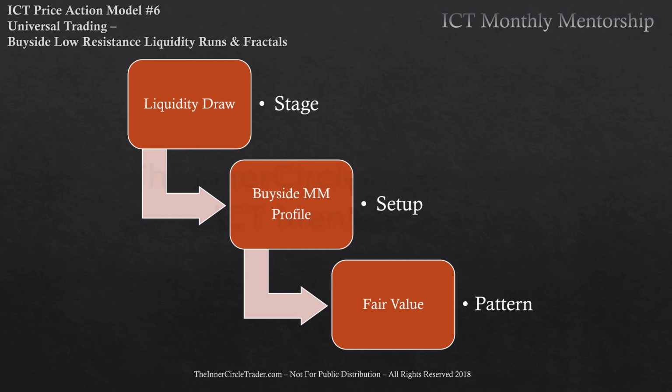And model number 7 is just a diametrically opposed view of what's being taught in 6. So we'll be looking at the sell side low resistance liquidity runs in fractals for model number 7, so that we can anticipate what's coming. That's what it is.